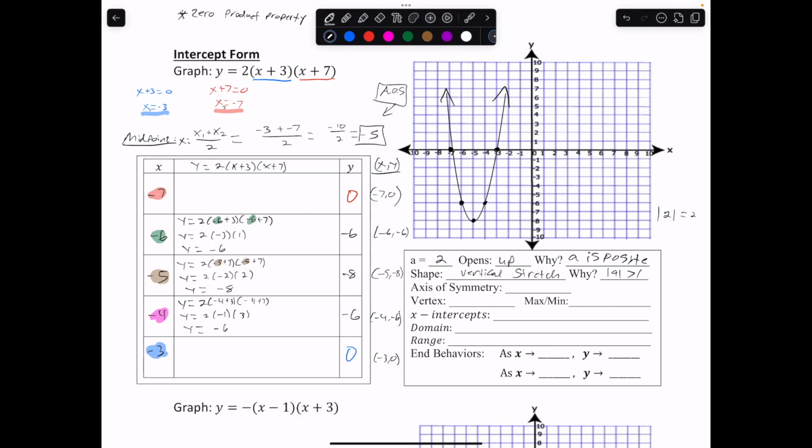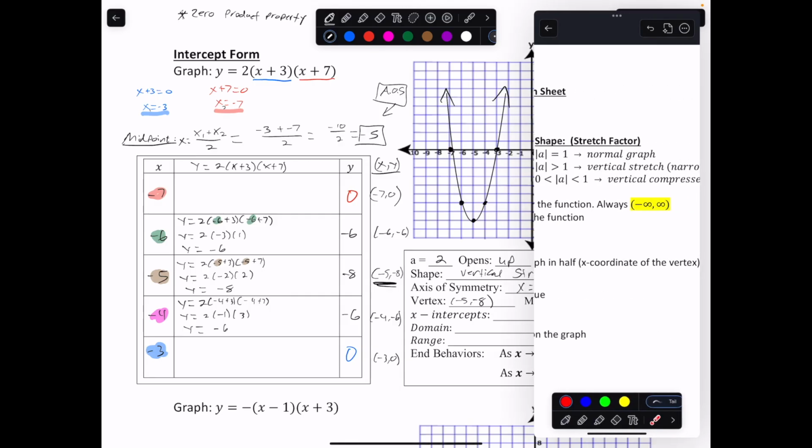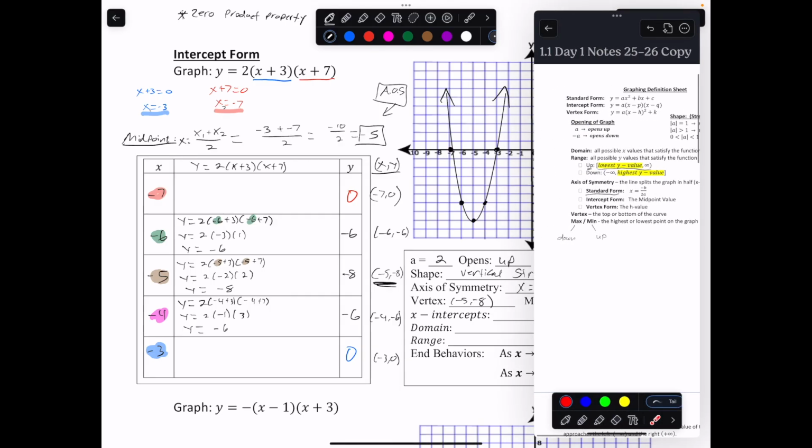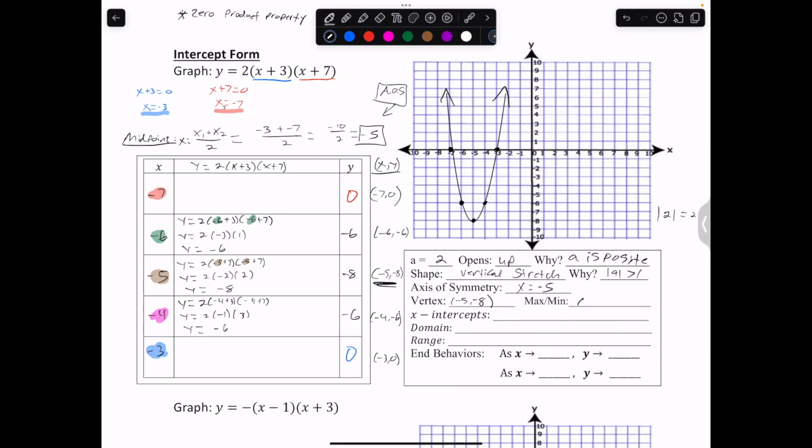The axis of symmetry, that was x equals -5. Okay, and then now this time we want to list the vertex, which is going to be -5 comma -8. And because our graph opens up again, okay, since our graph opens up, it's going to be a min or a minimum.